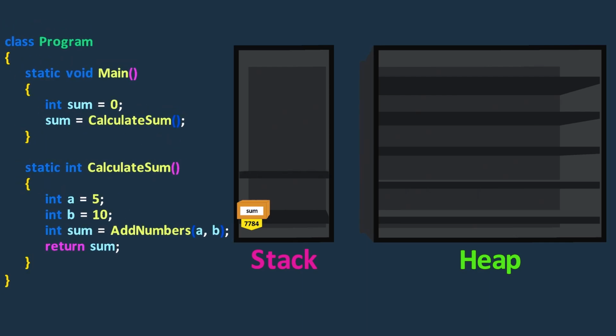Now, in the main method, let's say we call another method called calculateSum. When we do that, a new stack frame is created and added on top of the stack. Inside the calculateSum method, we declare and set values for two local variables named a and b. Then we call another method called addNumbers. The result of that method is stored in a variable called sum, which is the third local variable within the stack frame.